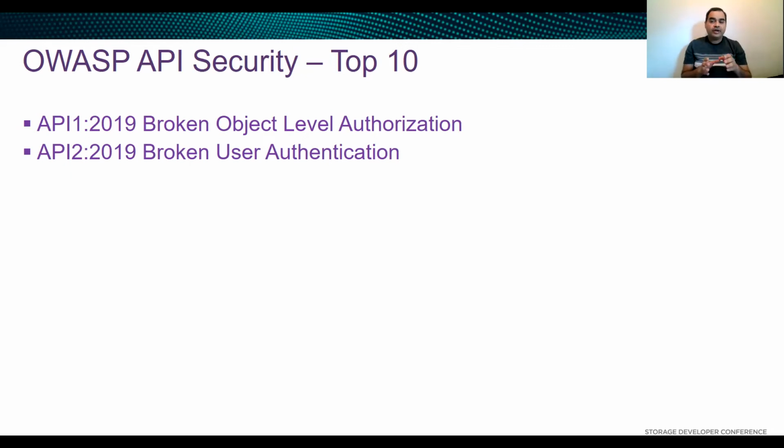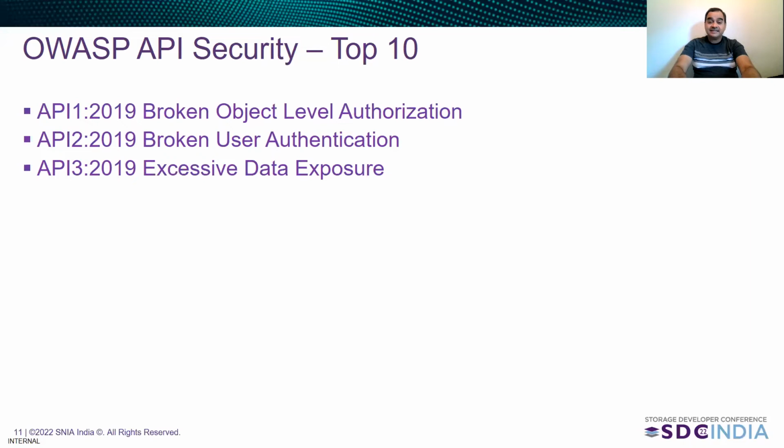Again, I'm not going into the details of this because it's unfortunately not possible to cover in detail in the 40 minutes that I have. My idea is to tell you why this is important, examples of breaches, what the OWASP top 10 says, and some recommendations from my side on how to improve the security, right? So let's move to the third point, and that is excessive data exposure.